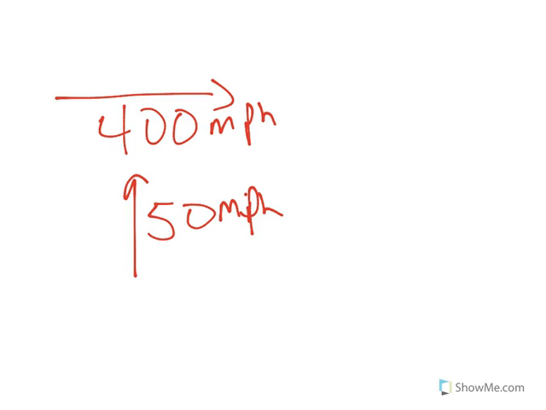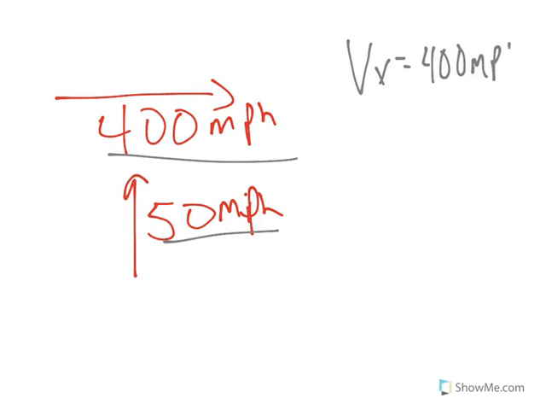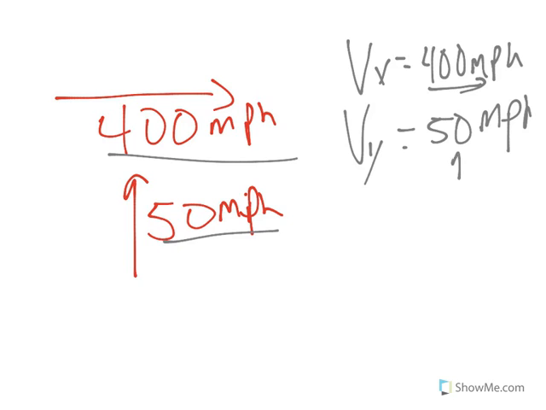Alright, so we start with adding x's and adding y's. Well, this is very, very simple because there's only one x and only one y. So for your velocities in the x direction, you only have 400 miles per hour. And for your velocities in the y direction, you only have 50 miles per hour. Now, you should note that they are going to the east and this one's going north.